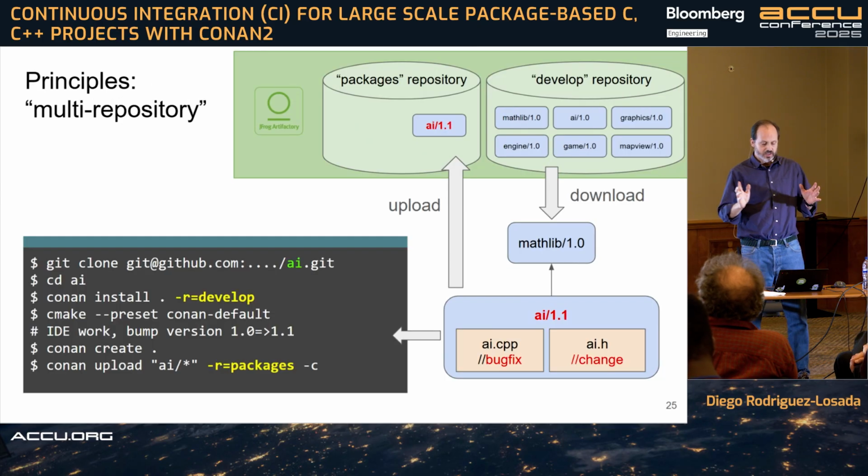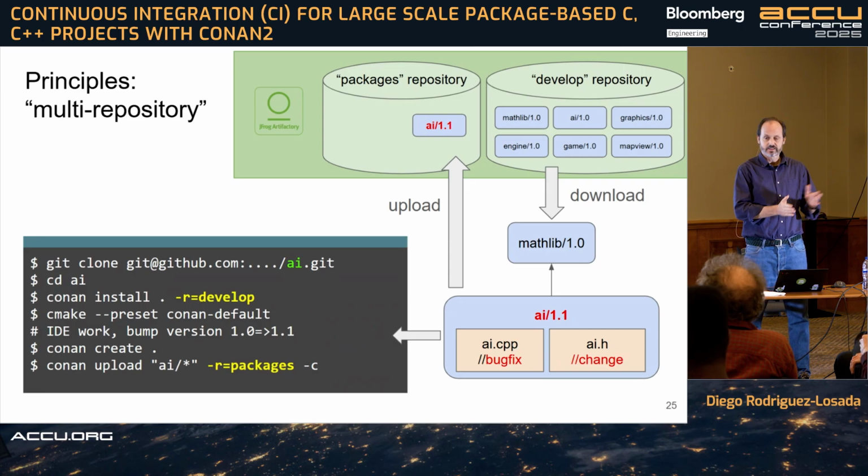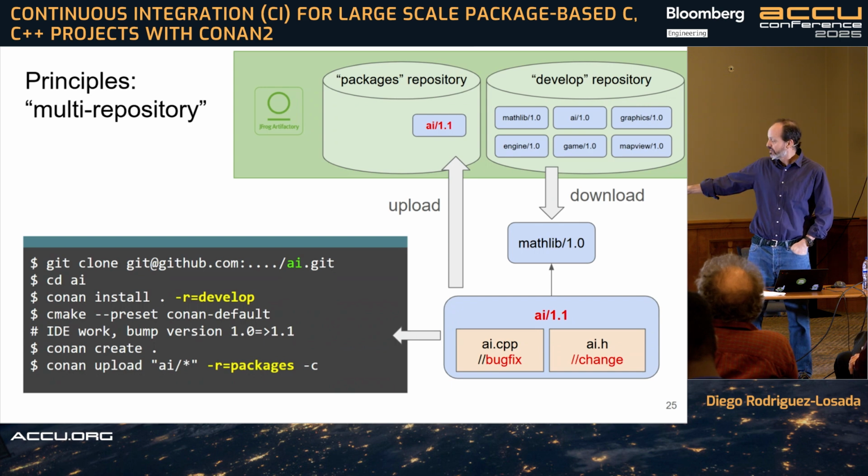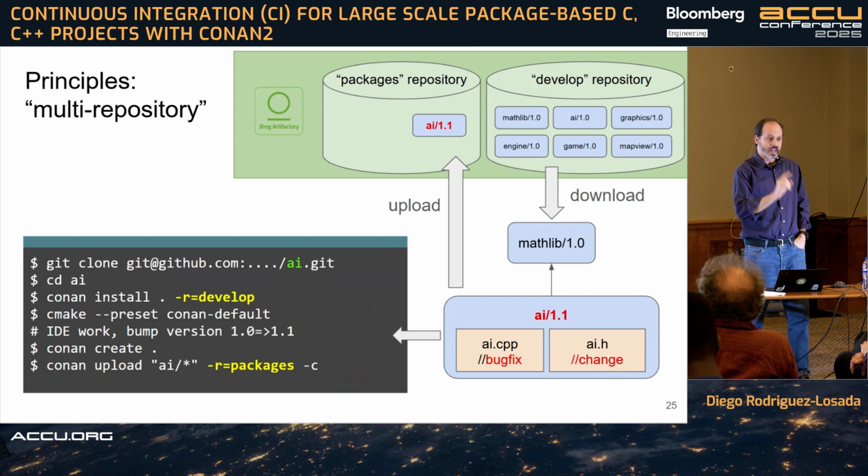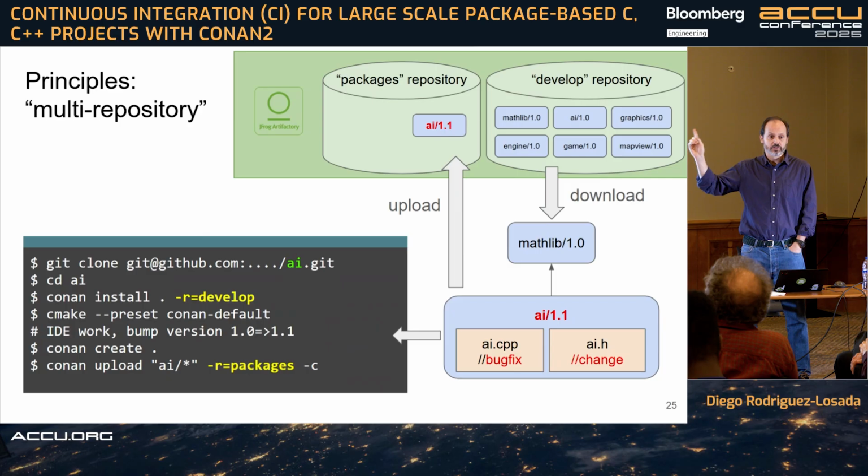So the first principle here is using the multi-repository approach, right? This is a DevOps principle that in this case JFrog has done for many years for many different technologies, right? And it works really well. It means when the developer is doing the changes and they are creating AI 1.1, you don't want to upload that package to the server repo that everyone is using, right? Because if you do that, you might break them, right?